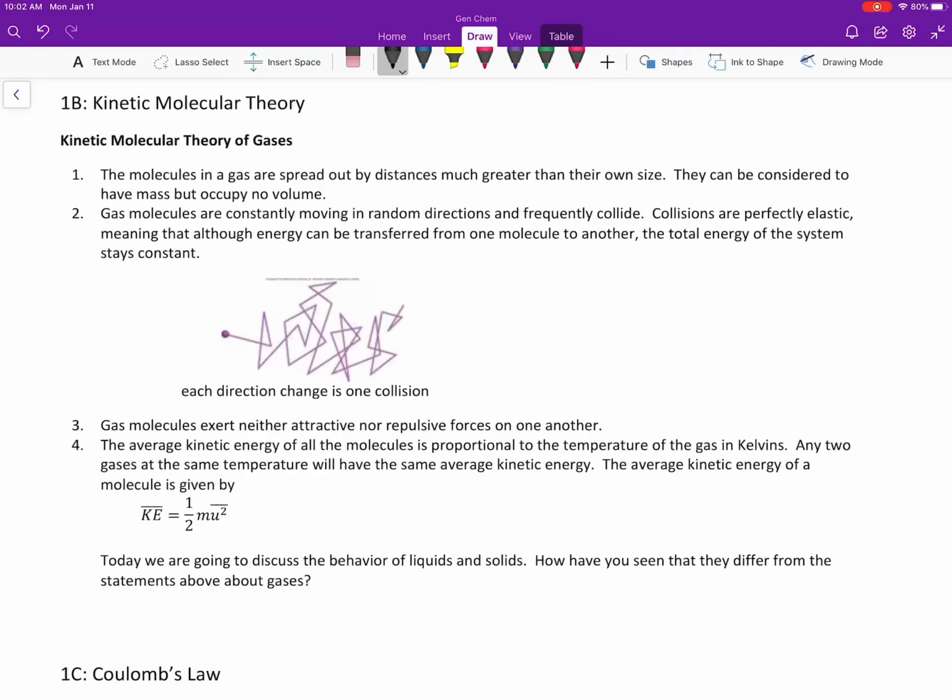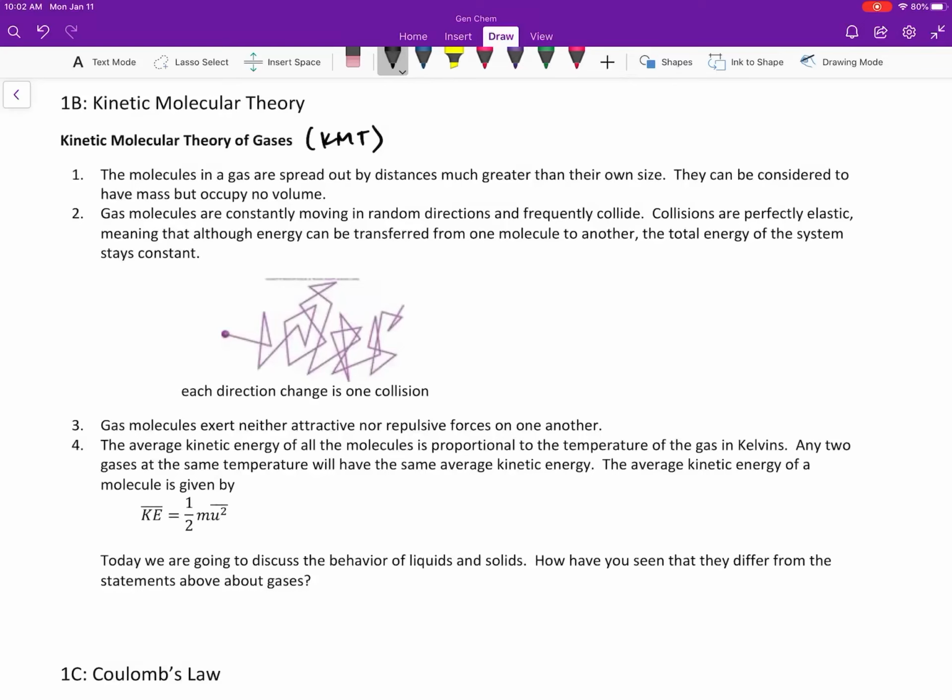So the first thing we did was we reviewed the 4 postulates of the kinetic molecular theory that we saw last semester with gases in chapter 9. Now we're picking up in chapter 10, but as we transition from gases to discussing liquids and solids, we want to remind ourselves of some things that we learned about gases that are still true about liquids and solids, and then recognize how they are different.